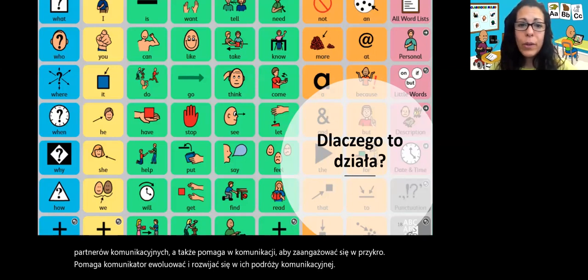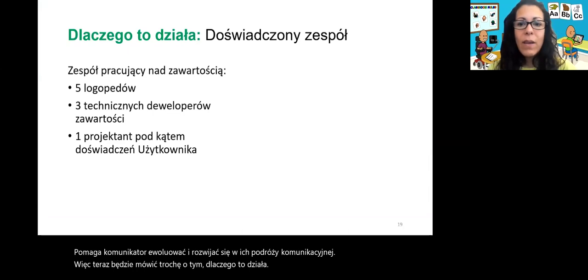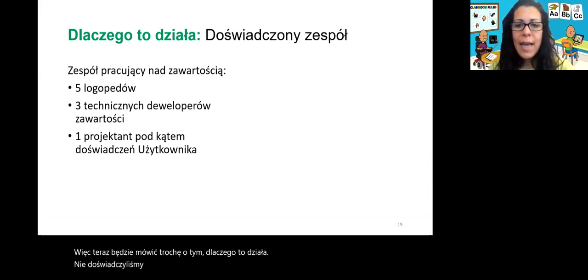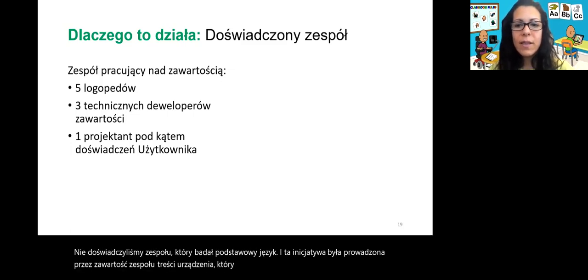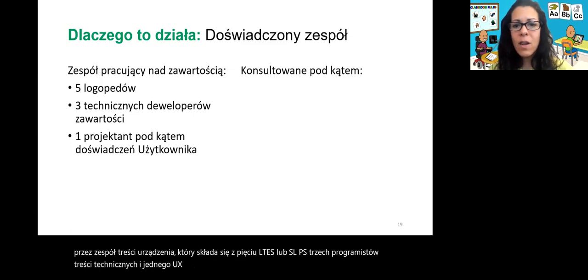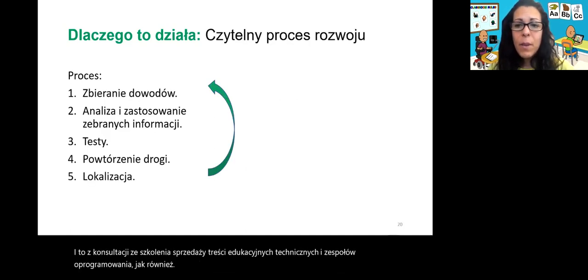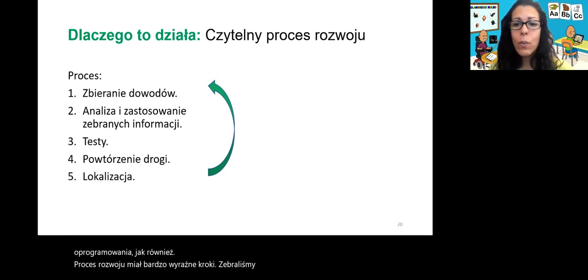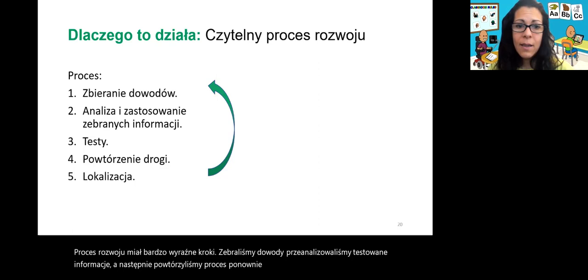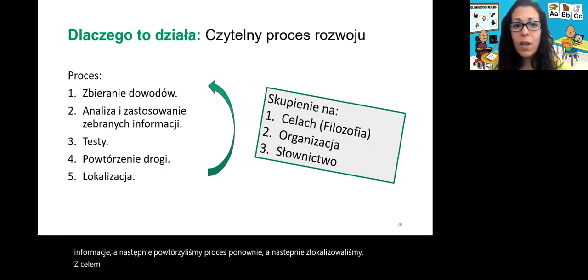So now we'll talk a bit about why it works. We have an experienced team that researched core language, and that initiative was led by the device content team, which consists of 5 SLTs or SLPs, 3 technical content developers, and 1 UX designer. That was with the consultation of training, educational content, sales, and the technical and software teams as well. The development process had very clear steps. We gathered evidence, analyzed and applied information, tested, and then repeated the process again. Finally, we localized with a focus on the goals of the philosophy, organization, and vocabulary.